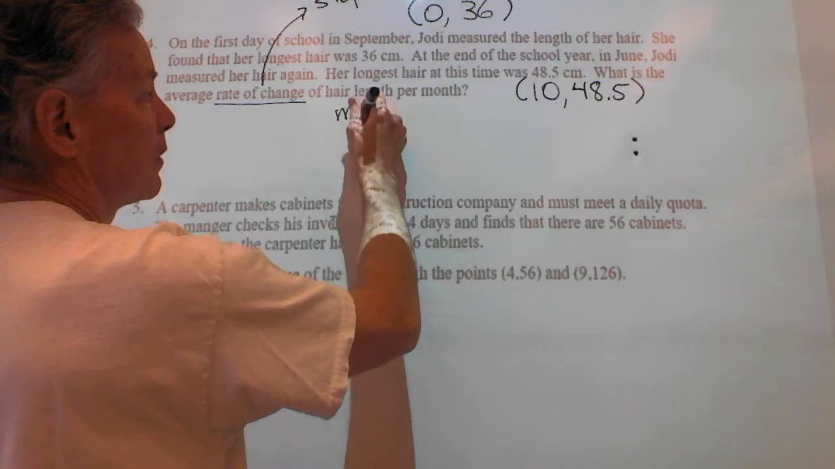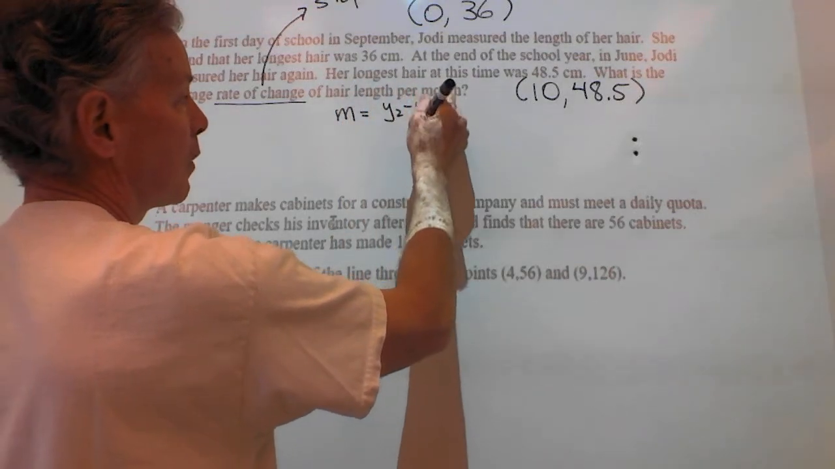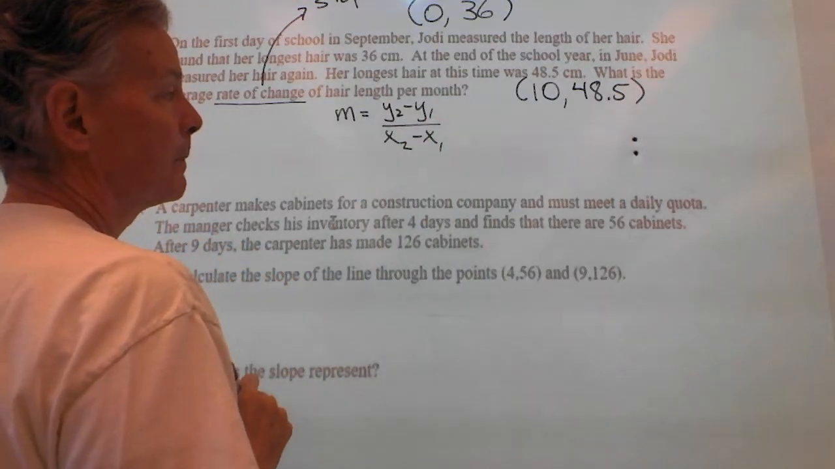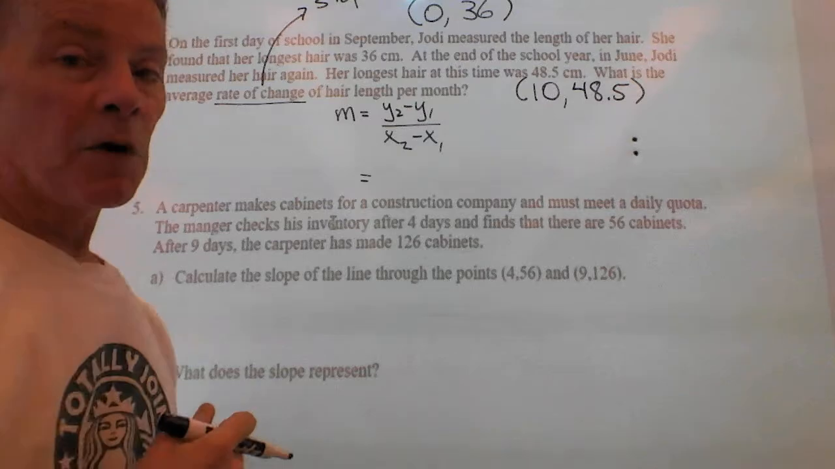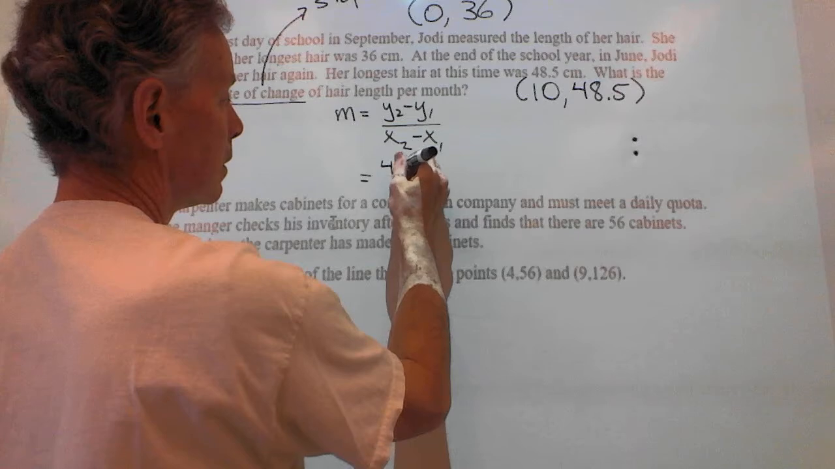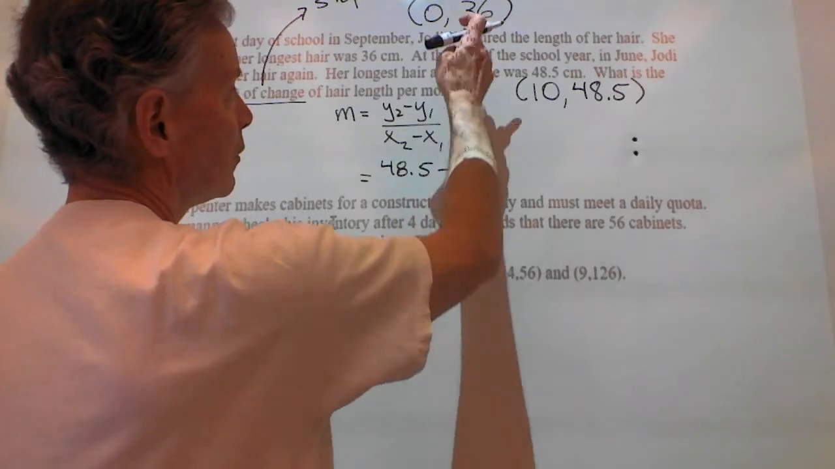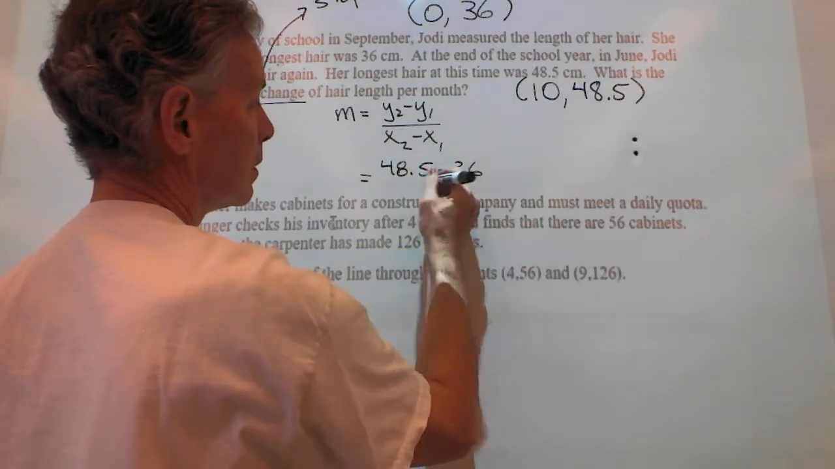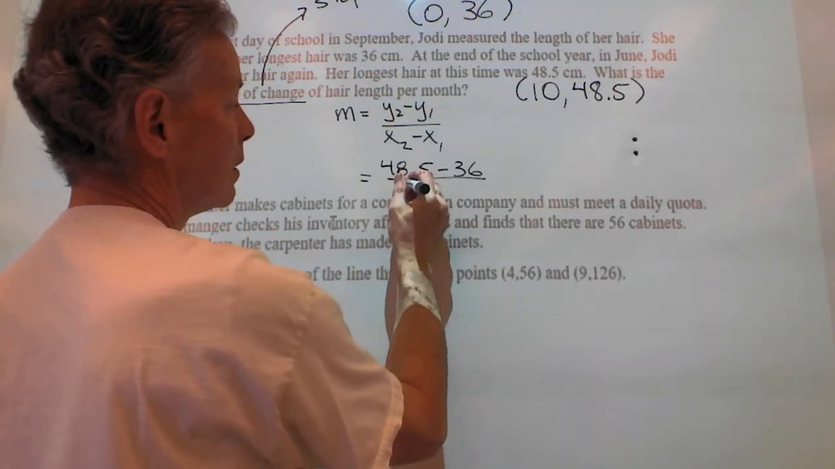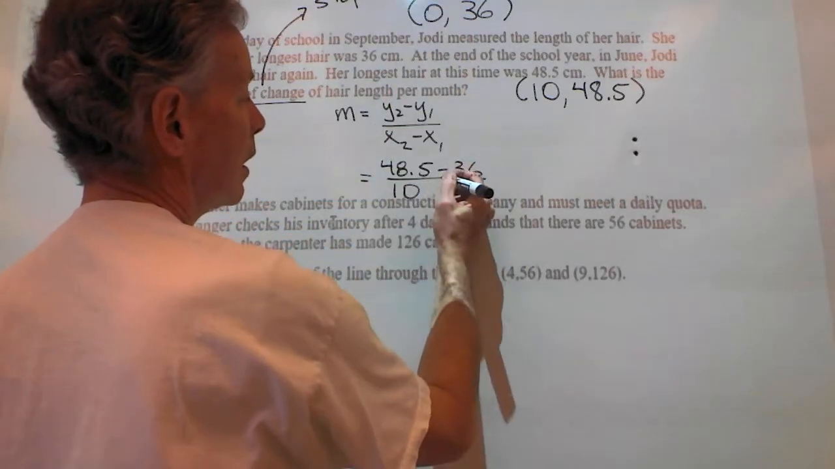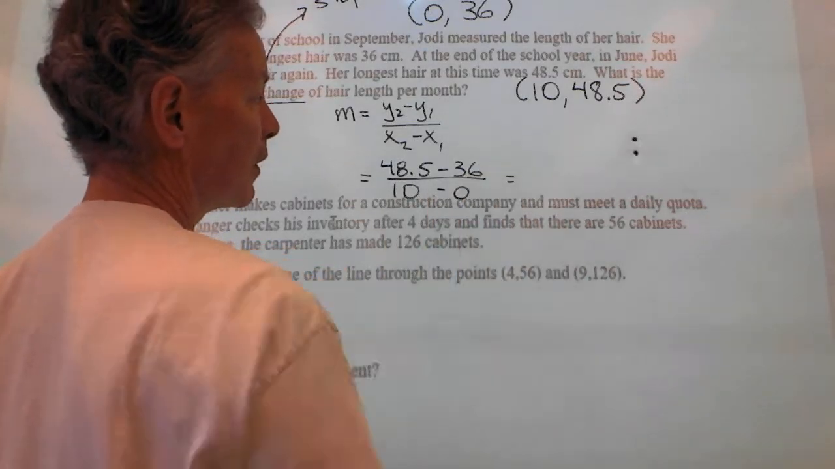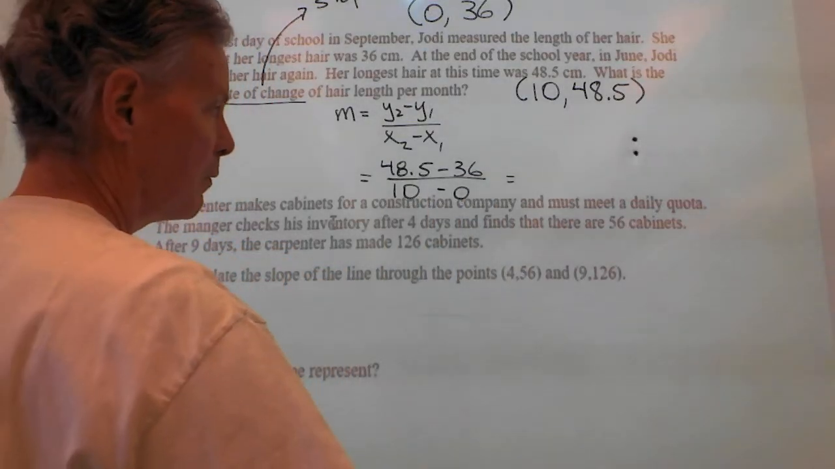What is the slope? Slope equals y2 minus y1 over x2 minus x1. Okay? Plug in your numbers. Your y2 is 48.5 and your y1 is 36. Your x2 is 10 and your x1 is 0. That gives you, sorry, I'm just going to go to the side here because there's no more room.